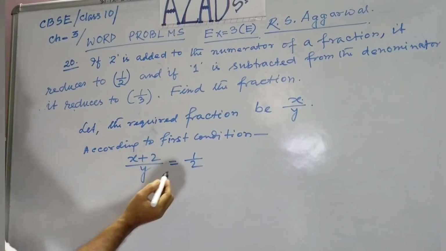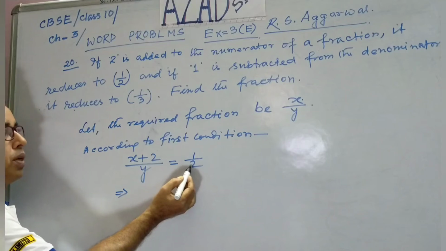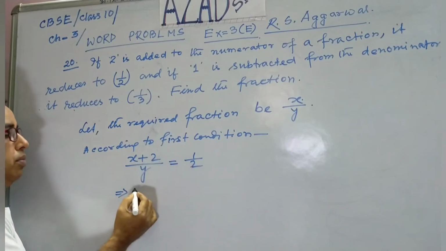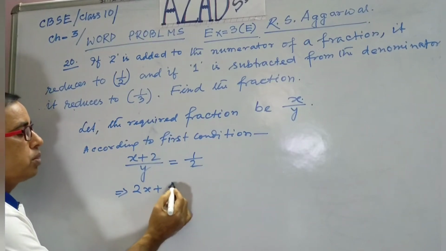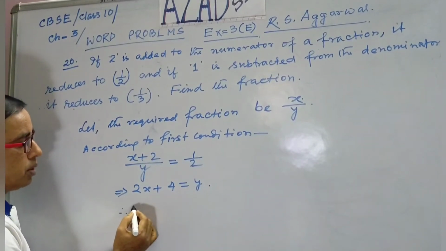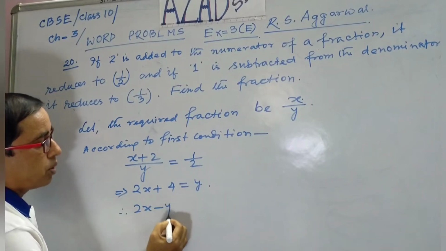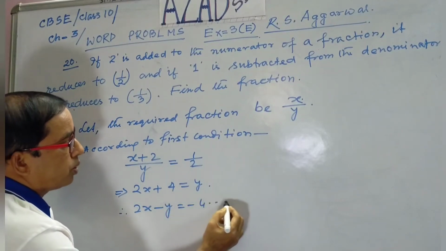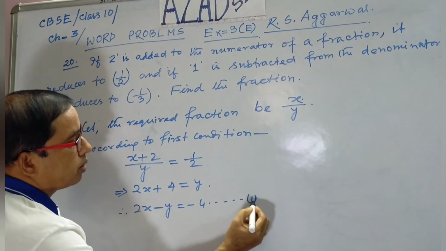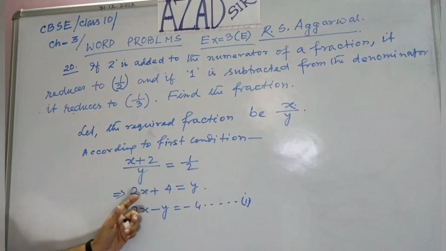Now let us simplify this one. That is, if I go to cross multiplication with these two, it becomes 2x plus 4 equals y. So in the form of simultaneous equation or linear equation of two variables, 2x minus y will be minus 4. This is equation 1. We have taken it as equation 1. Most probably you understood this one.